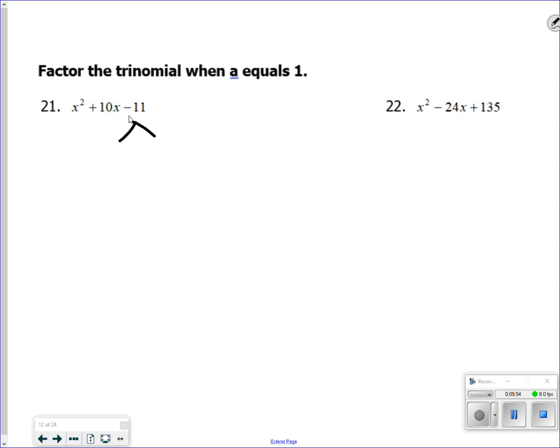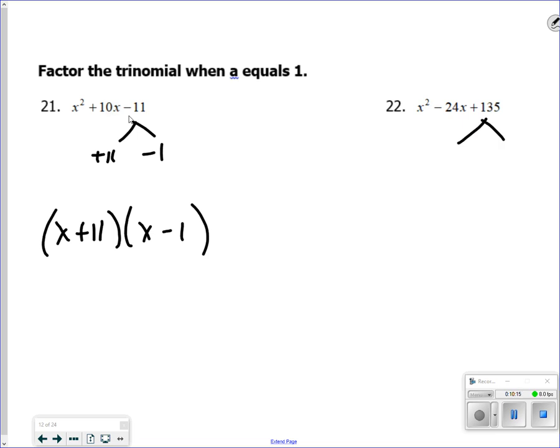Continuing, no number in front, but it's got to multiply to be negative 11 and add up to be 10. So it's not just things that multiply to be 11, and it's not just things that add up to be 10. It has to be both. So it multiplies to be negative 11 and also adds up to be positive 10. And so the signs matter.